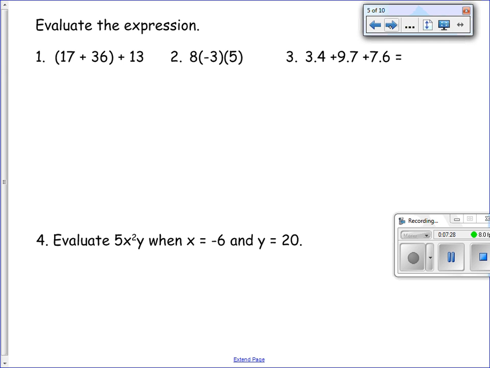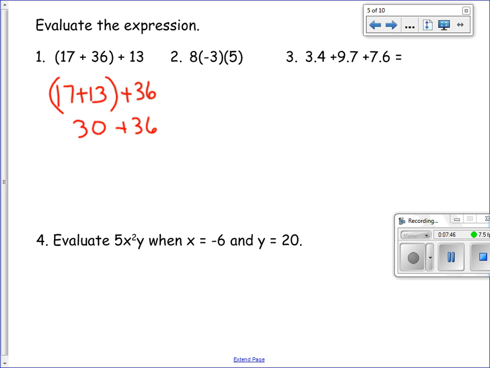Okay, so we're going to do the commutative property also because we're going to commute them. So we'll put those in parentheses plus 36. So 17 plus 13 is what, class? 30. And then our answer would be 66. Now I do expect you to show your work, especially when we're using these properties, so that you can demonstrate that you understand what these properties mean.